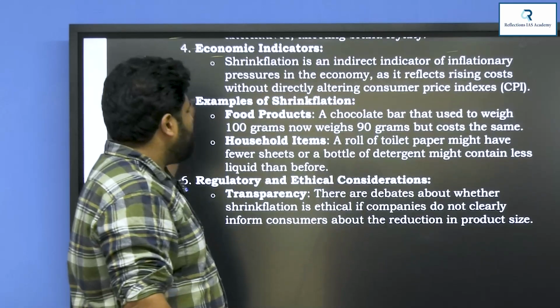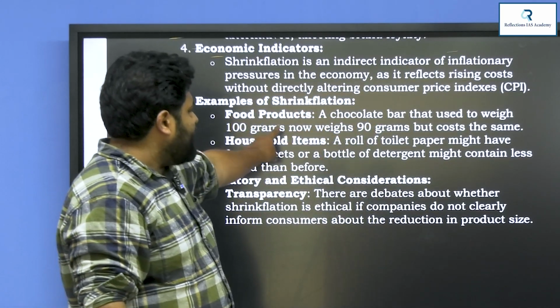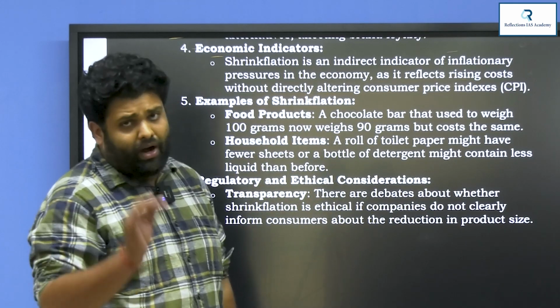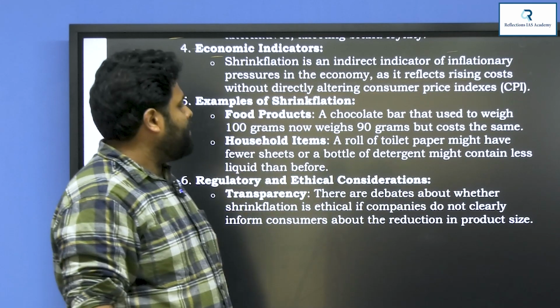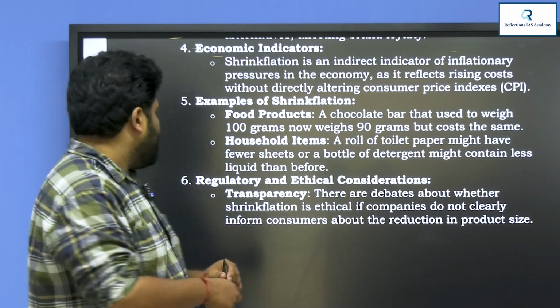Okay, so examples I've told you, a chocolate bar, I have already given this example. Instead of 100 grams, it will be weighing 90 grams now, but the cost would be the same. Household items, a roll of toilet paper for that matter, you may get fewer rolls from here on.